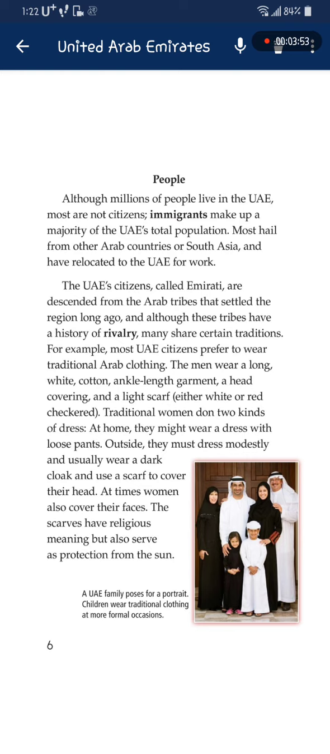Traditional women don a similar kind of dress. At home, they might wear a dress with loose pants. Outside, they must dress modestly and usually wear dark clothes and use a scarf to cover their head. At times, women also cover their faces. The scarves have religious meaning but also serve as protection from the sun.